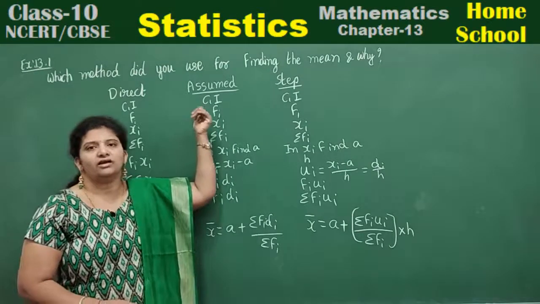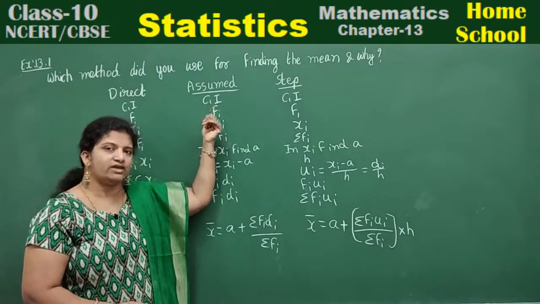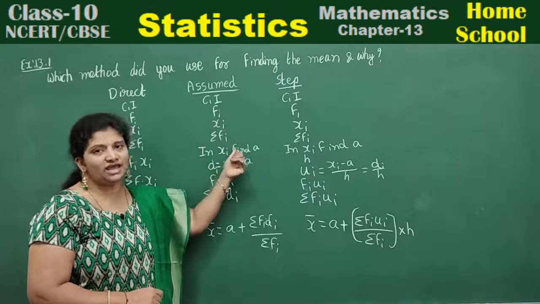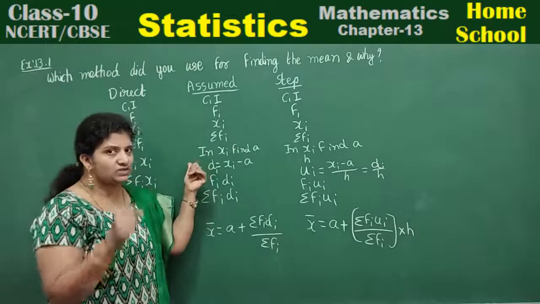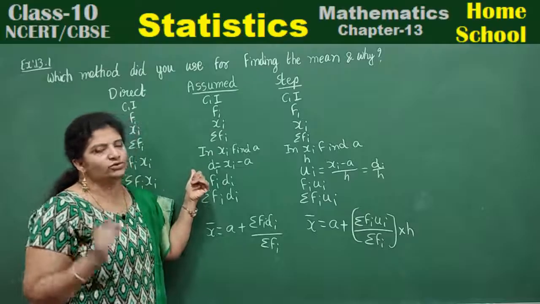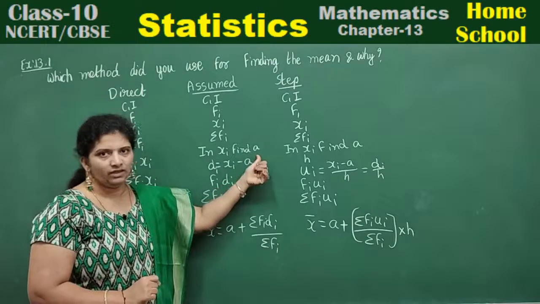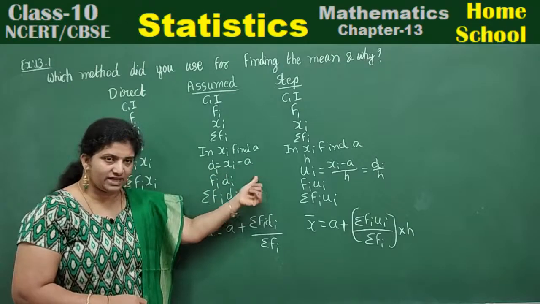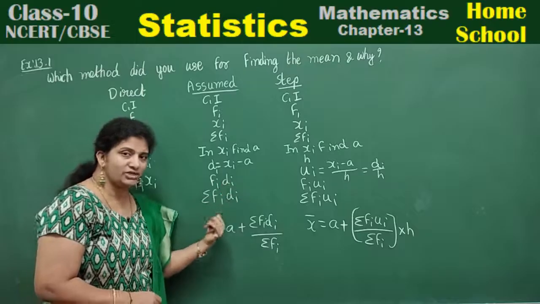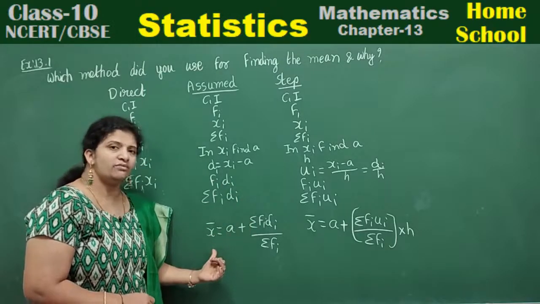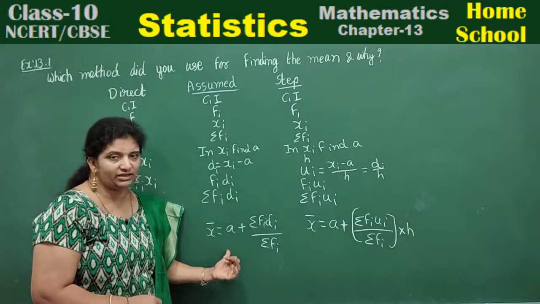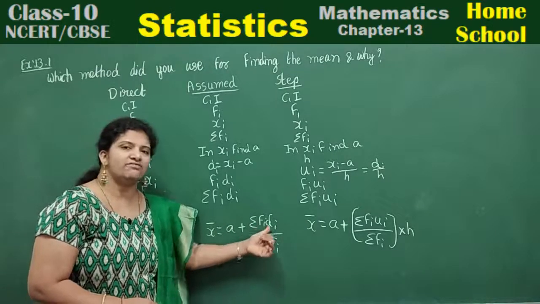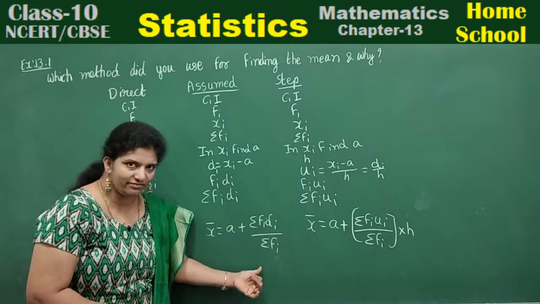Assumed mean method: class interval and frequency will be given. You are going to find xi and summation fi. You need an extra value A here. So in the xi column, take the middle value as A. Then deviation di is equal to xi minus A, then fi di, and summation fi di.